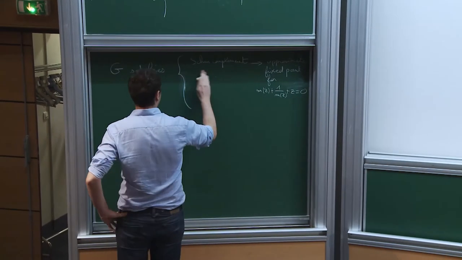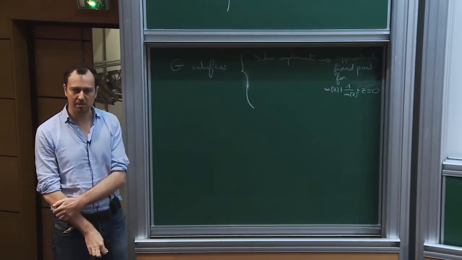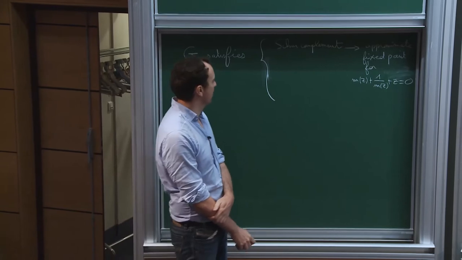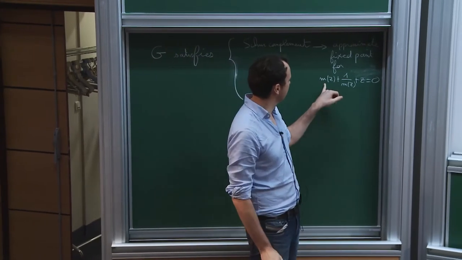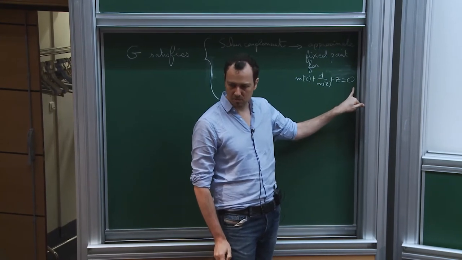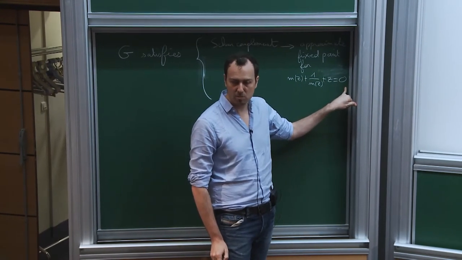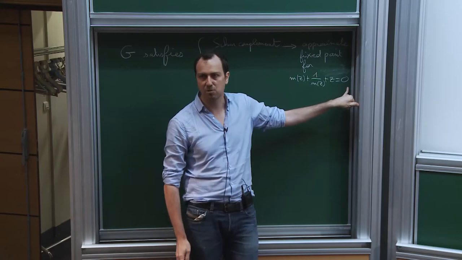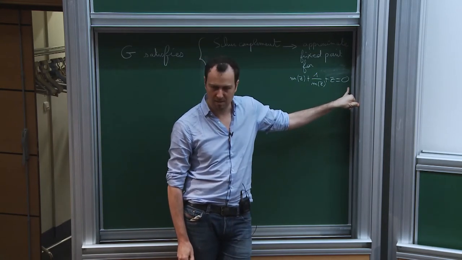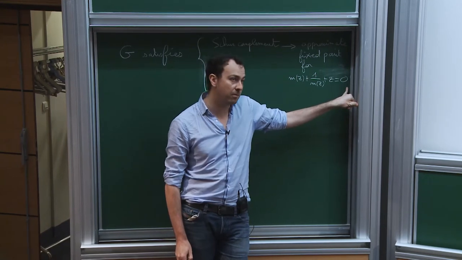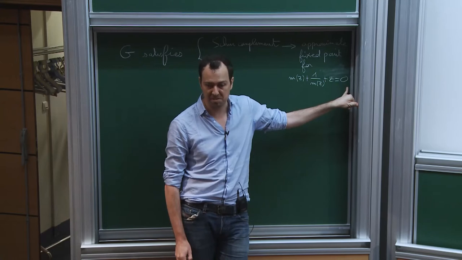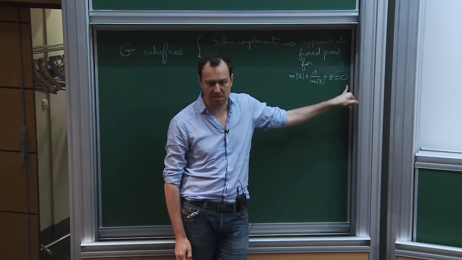G satisfies a Schur complement formula that we explained yesterday. And as a corollary of this Schur complement, we see that s is not far from the fixed point of this equation, which is a quadratic equation. We saw that m, the solution of this equation, is nothing but the Stieltjes transform of the semicircle law. So if s satisfies the same equation up to a very small error, by stability type of estimates, we will have a very good estimate on s.